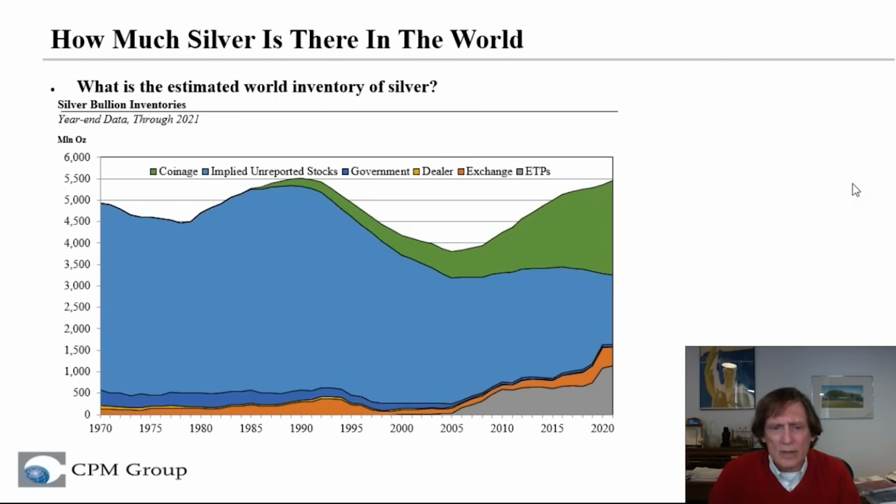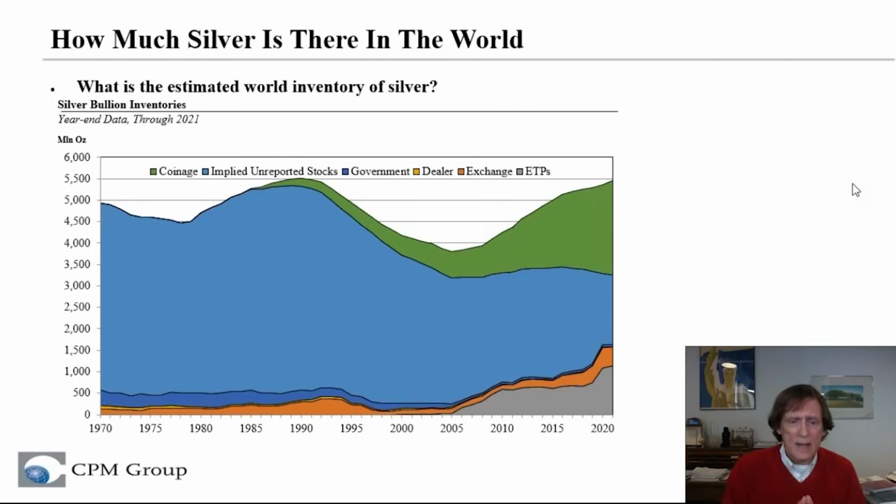Government inventories are very low. Dealer and industry stocks are relatively low. ETFs have become more important over the last 20 years since they were created in around 2005, 2007. This is the stock of silver that's in silver form. So bars, coins, and medallions.